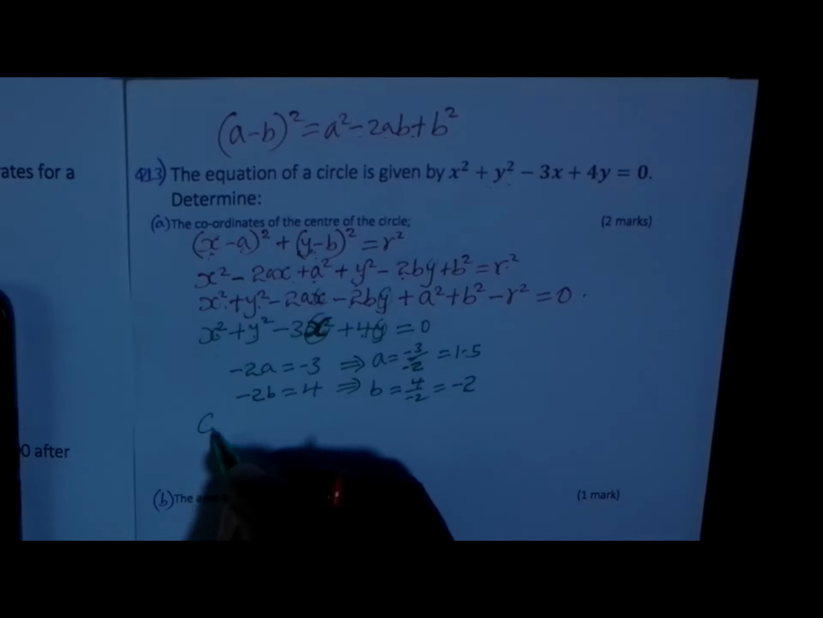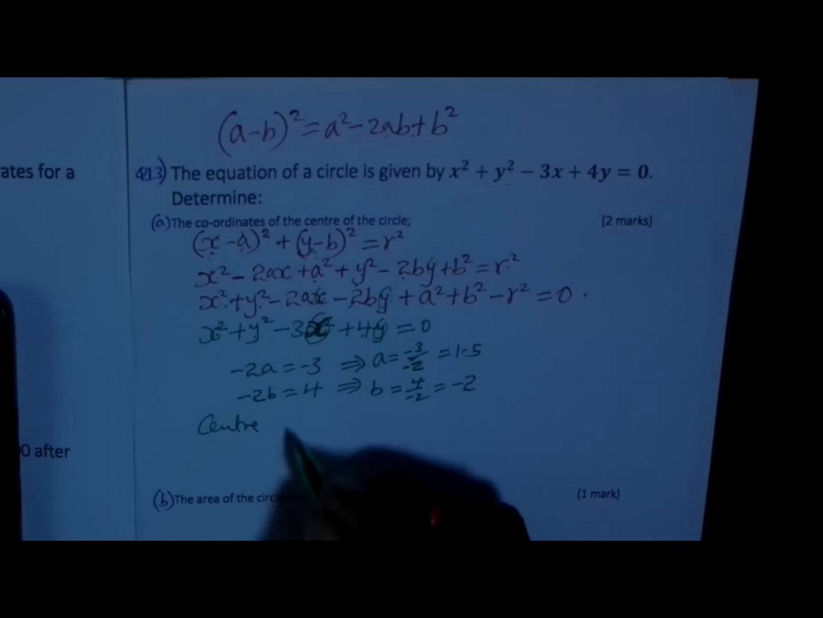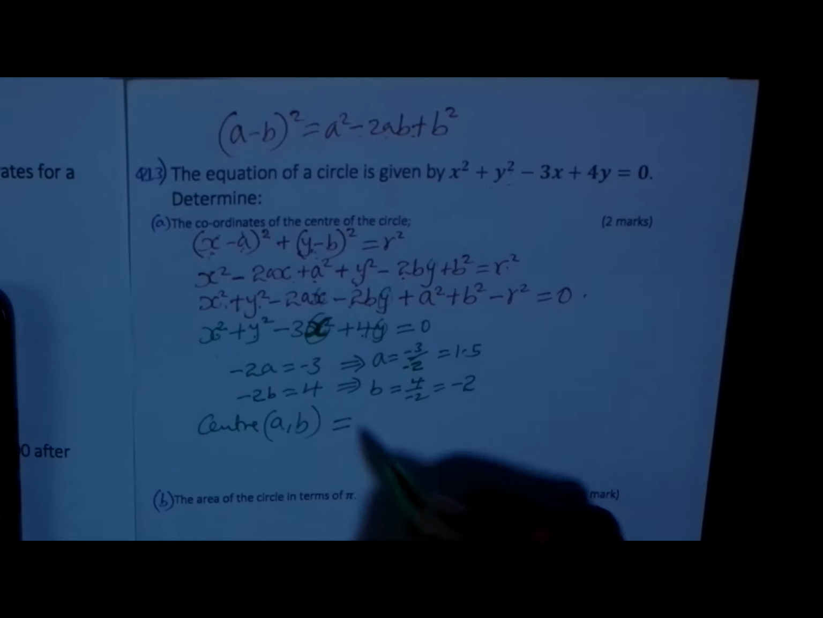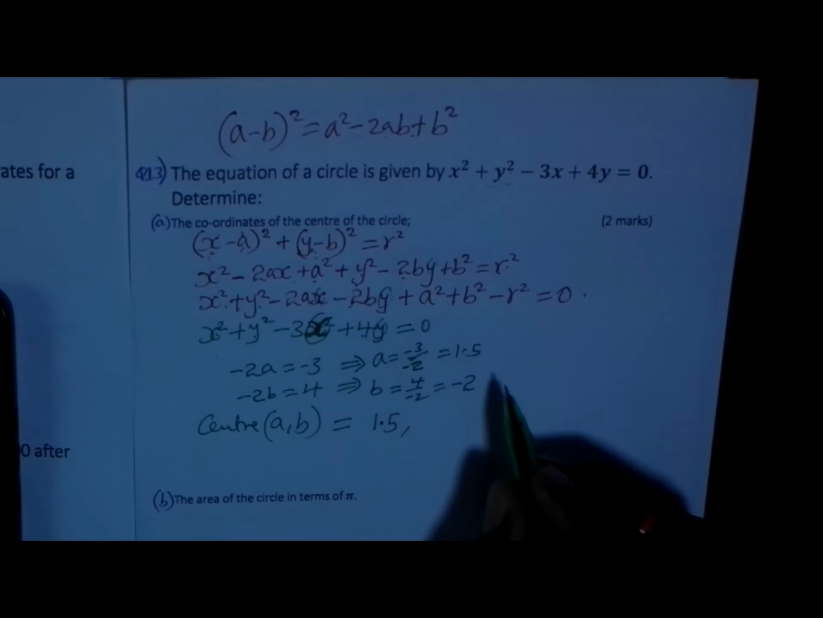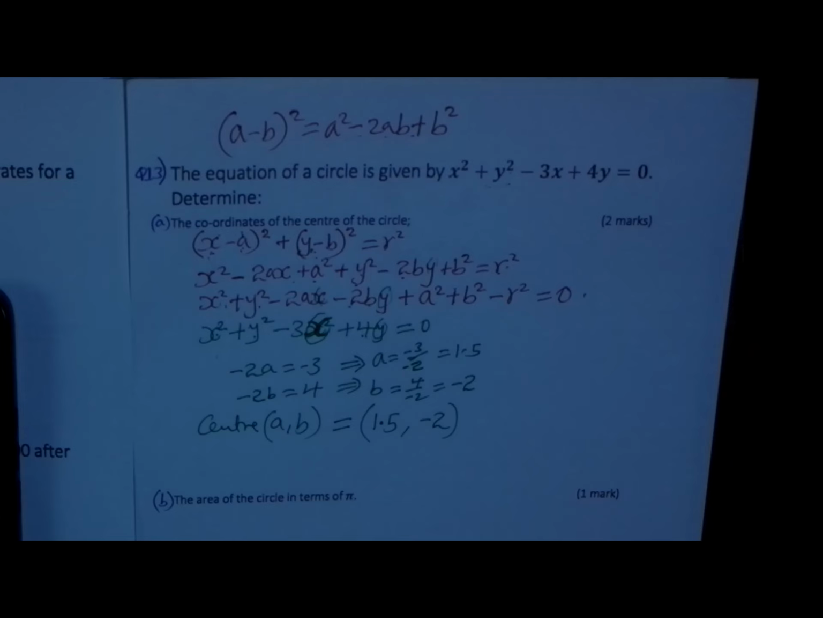Therefore, for the center of the circle, we need to get the coordinates of the center. A is 1.5 and B is minus 2. So that is the center of the circle.